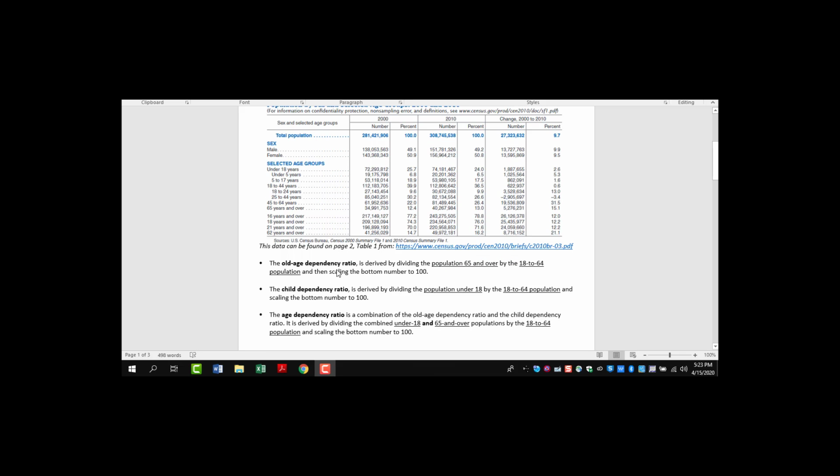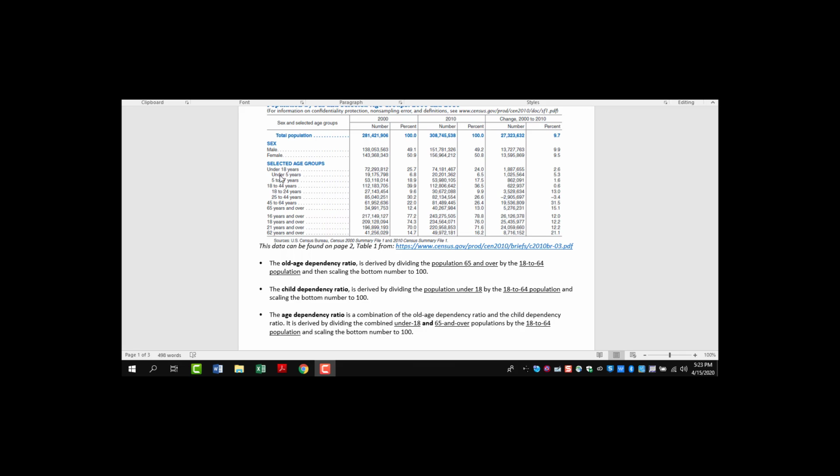The old age ratio is derived by dividing the population 65 and over by the 18 to 64 population. So you're not dealing with the total population. And so how do you get that? 65 and over, you got it right here. There's 65 and over in 2000, 2010, right? Not a big deal. There's the change, and there's the percentage change. You can see that it's one of the highest percentage changes. So that's the numerator, and the denominator is going to be 18 to 64.